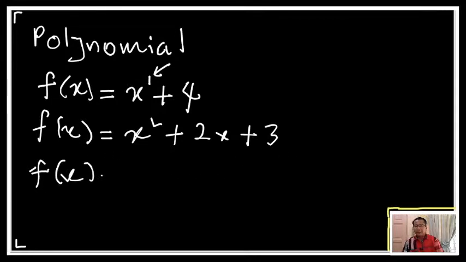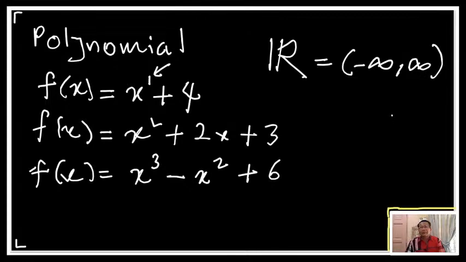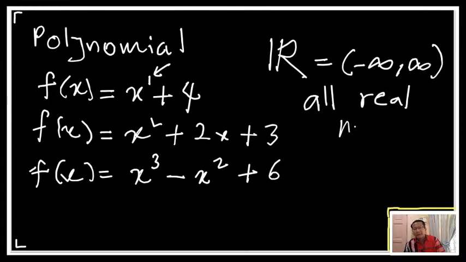Or f(x) is equal to, if we have power 3, x³, this is a polynomial of degree 3, minus x² + 6. For all of these, the domain is always the real numbers, R. We write it like this, or we can write (-∞, ∞). Or you can also write in a full sentence, all real numbers.